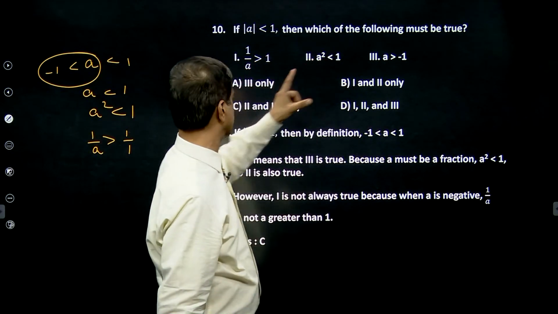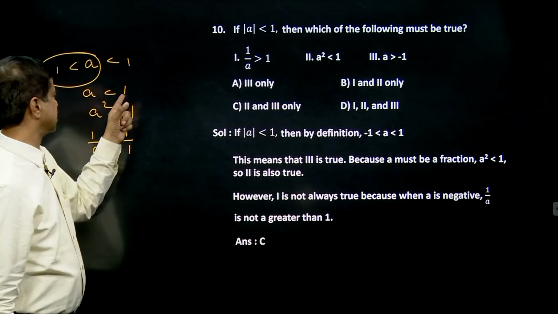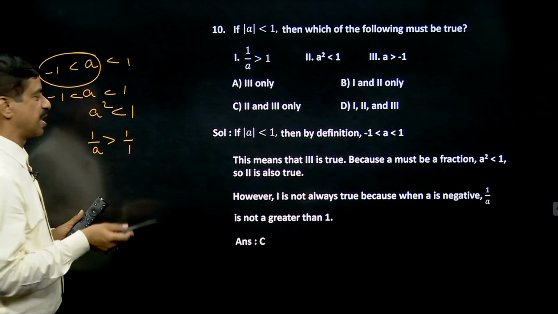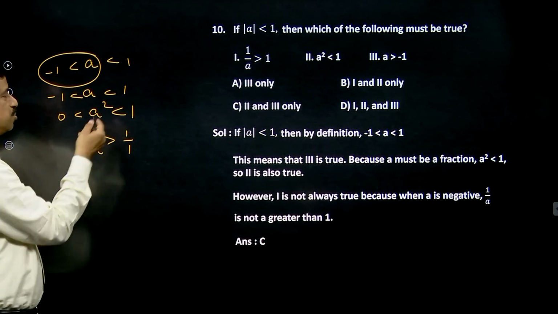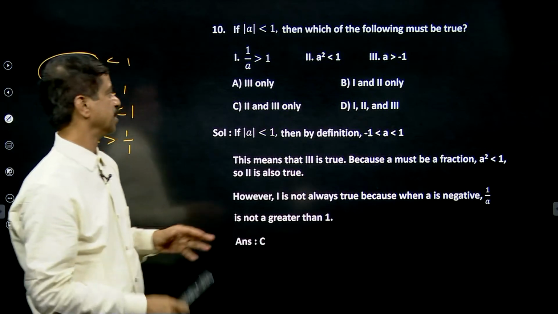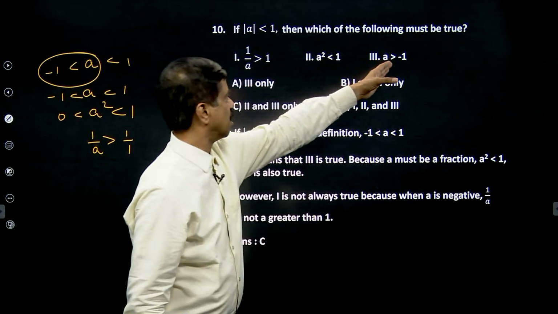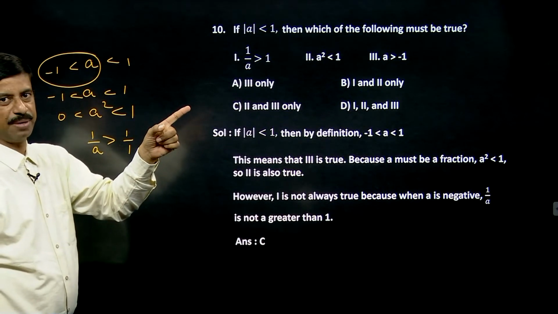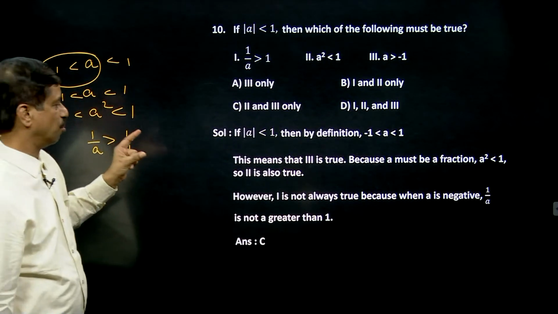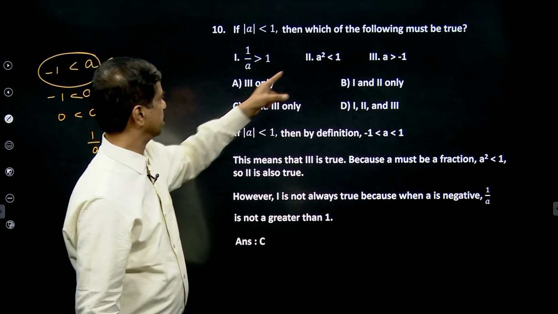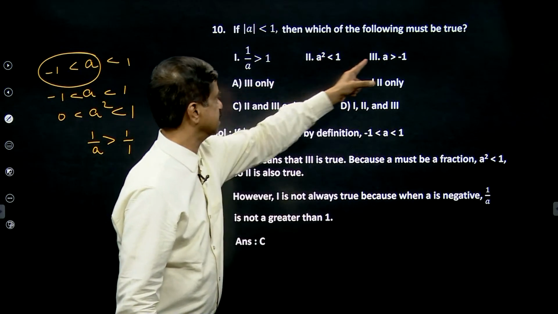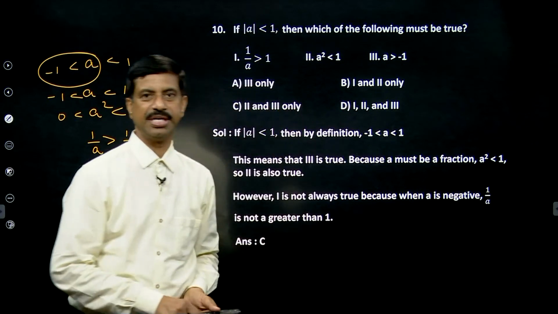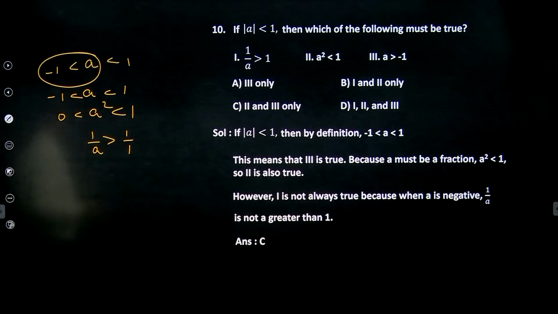So option 2 works out fully if A is less than 1 or greater than minus 1 and less than 1. If you take also, A square is greater than 0 and less than 1, so A square is less than 1 compulsorily. And option C or 3 says A is greater than minus 1. A is always greater than minus 1 but less than 1. So therefore, option 2 is this and option 3 is this. Both of them satisfy. Therefore, option C is the correct option. Please note it fast.